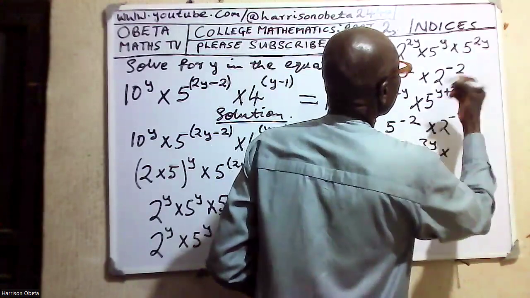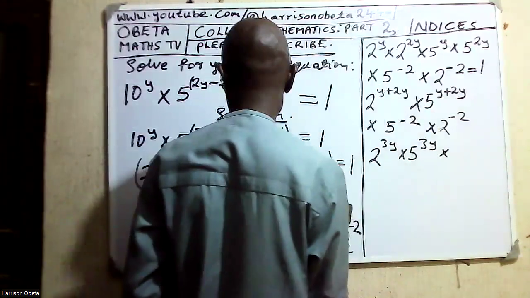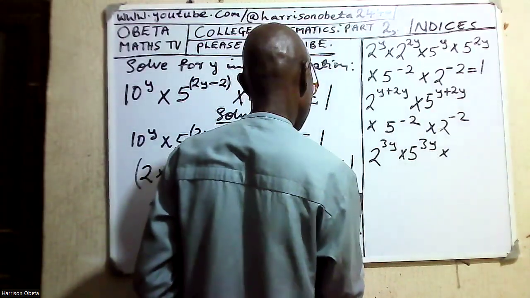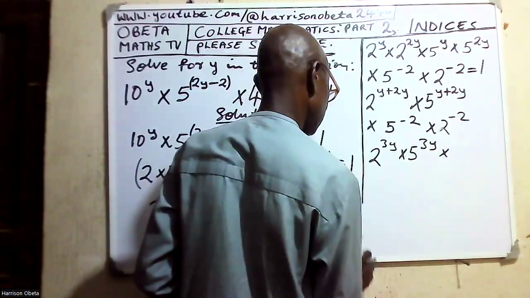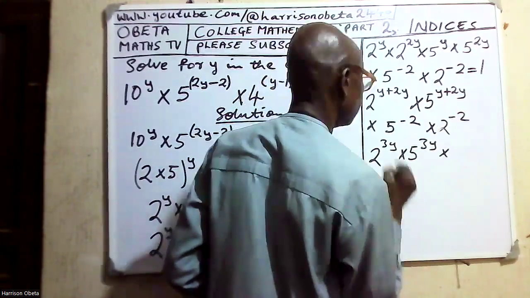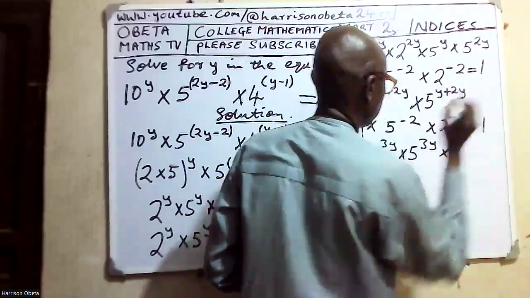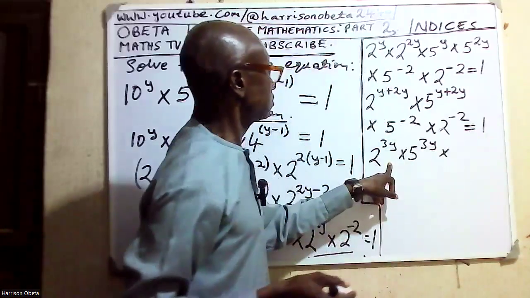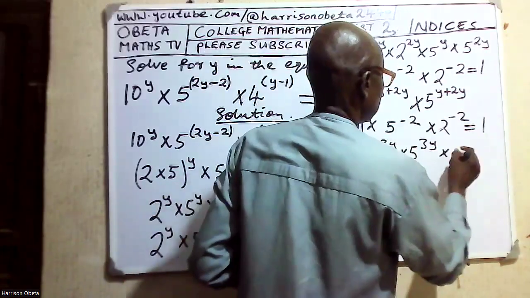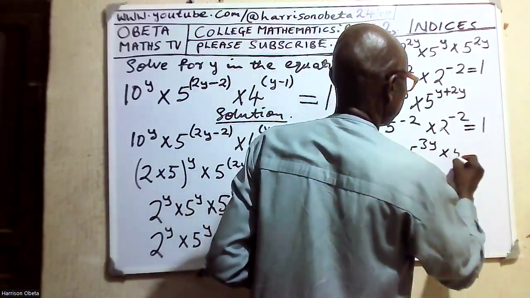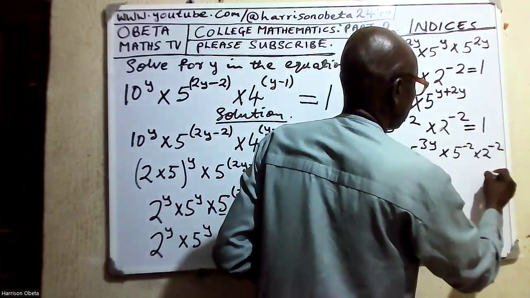multiplied by, please, I think I've been missing something. Always put equal to 1. So moving on, we have this, we have this, then the other one multiplied by 5 raised power minus 2 times 2 raised power minus 2 is equal to 1.